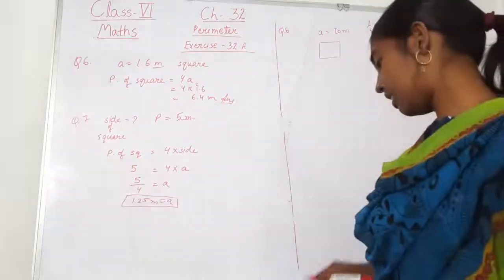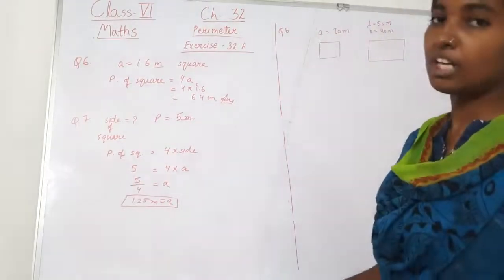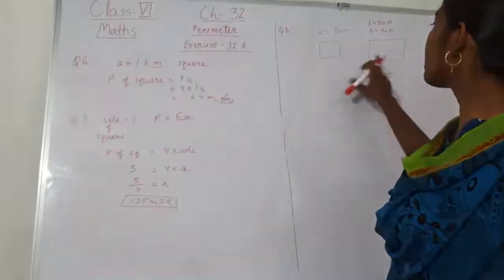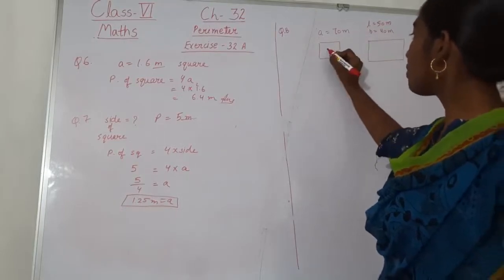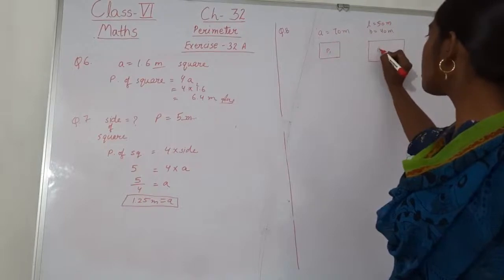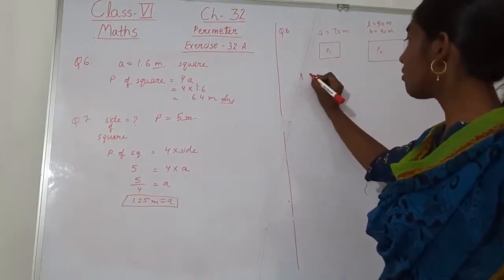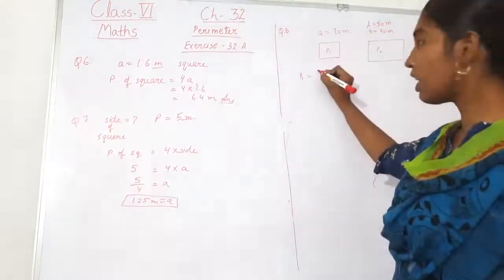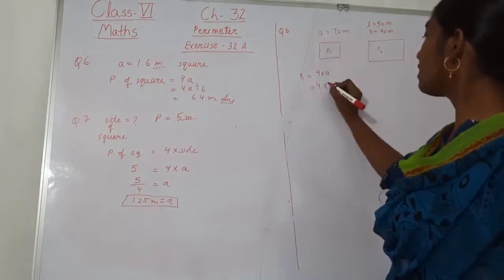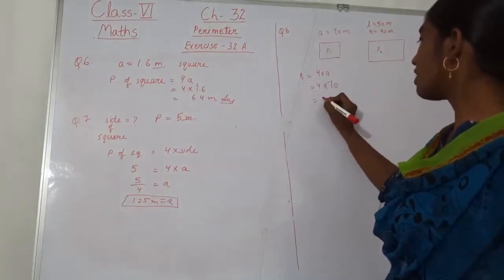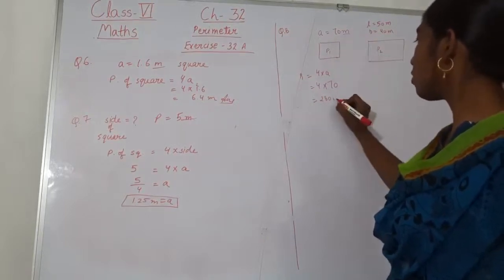Now it is asking the question, which of the two fields has the greater perimeter and by how much? We have to find which one's perimeter is greater, either this one or this one. So let us find out. Suppose the perimeter for this one is P1, perimeter for this one is P2. Find out the perimeter for this. Perimeter P1, perimeter of a square formula is 4 into A. 4 into A is 70. 4 sevens are 28, and this one is in meter, so this will also be in meter.